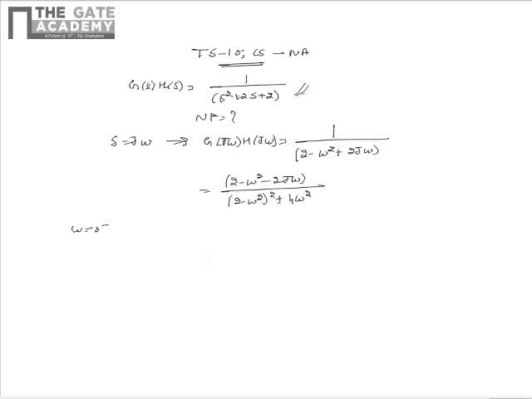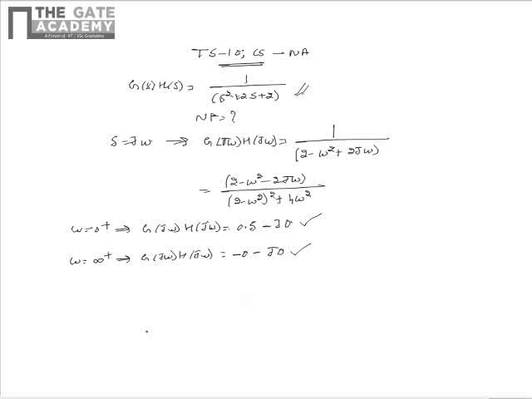Now let us substitute omega equal to 0 plus to get G of j omega multiplied by H of j omega is equal to 0.5 minus j0, and upon substituting omega equal to infinity plus we get that G of j omega multiplied by H of j omega is equal to minus 0 minus j0. That is, the Nyquist plot starts from 0.5 minus j0 and it ends at minus 0 minus j0.